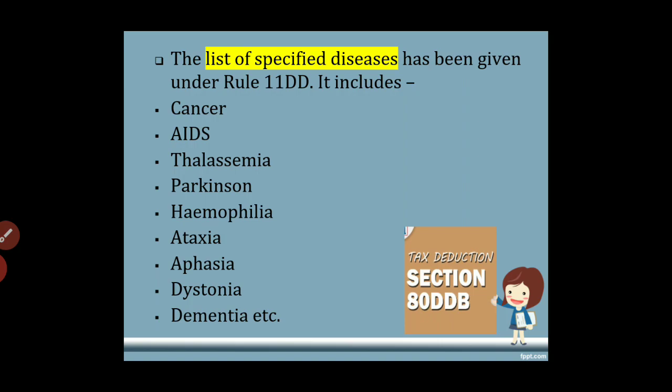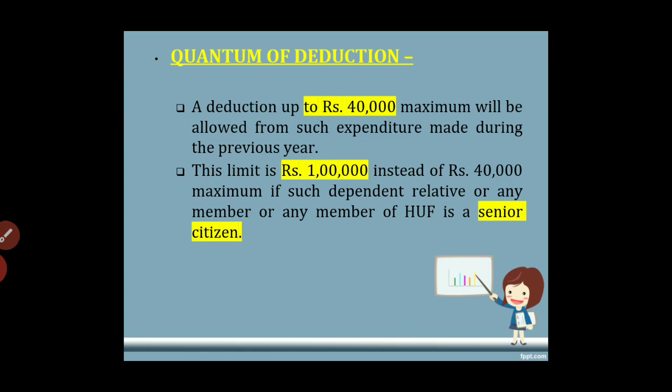80D is about medical insurance premium. 80DD is for any expenditure incurred on the medical treatment, training or rehabilitation of any handicapped dependent relative. And 80DDB is for the expenditure incurred for the medical treatment of a specified disease prescribed under rule 11DD, right? Okay. Now next point is quantum of deduction. That means how much amount of deduction can be availed.